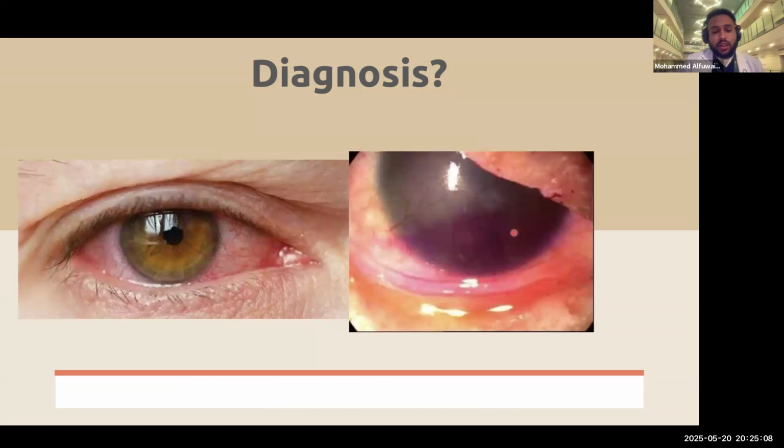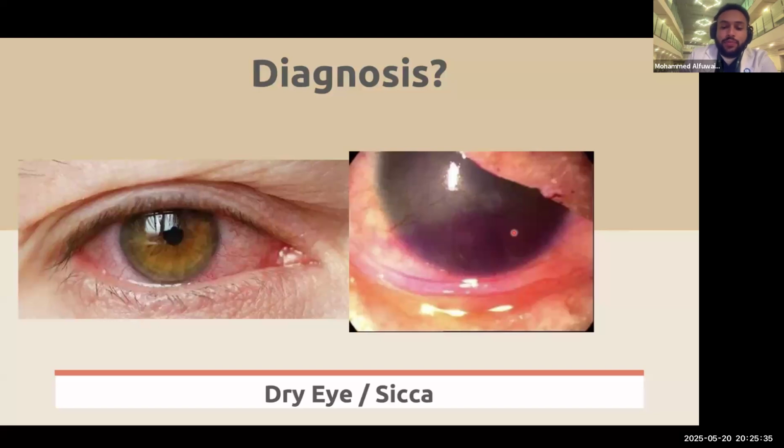Now, how about over here? This patient is complaining to you of bilateral eye pain or itchiness, and you look into the amount of tears that developed, and it's a low amount of tears. So what is this? Dry eyes or sicca? Good.